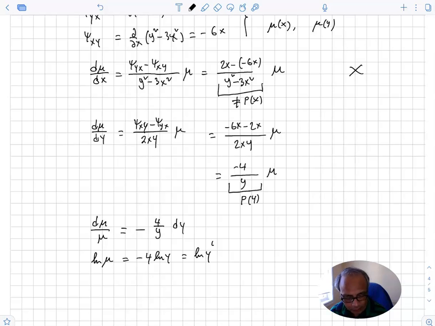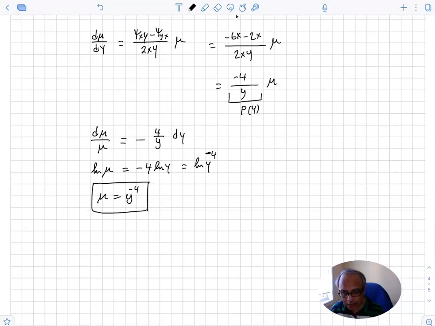Ln of y to the power 4, negative sign, right? So mu equals y to the power minus 4. So ln gets cancelled from both sides, and this is your integrating factor, or short form, let's say IF, integrating factor.